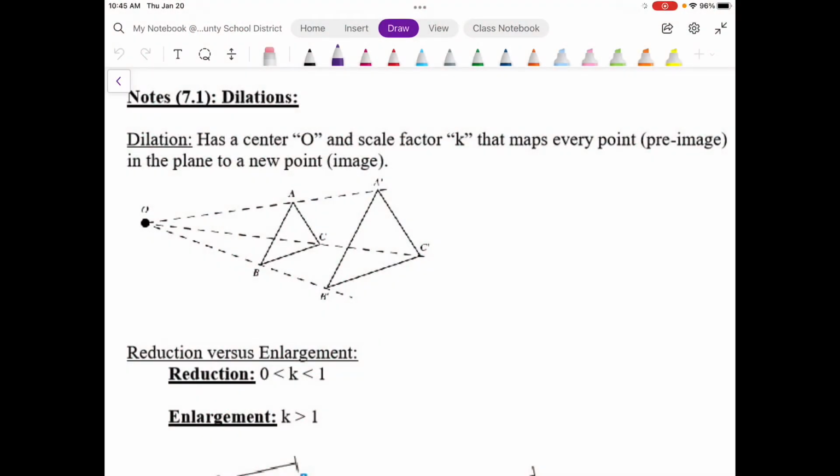We are now going to start Chapter 7. The first lesson in Chapter 7 is all about dilations. And dilations are ways that we make an image bigger or smaller.